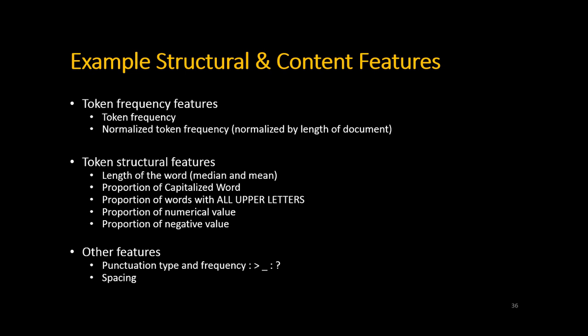So the example structure and content features listed here include the token frequency and token structure features such as the length of the tokens, the proportion of capitalized words, or the proportion of numerical values. In the meantime, it can include any other features like the types of punctuation.